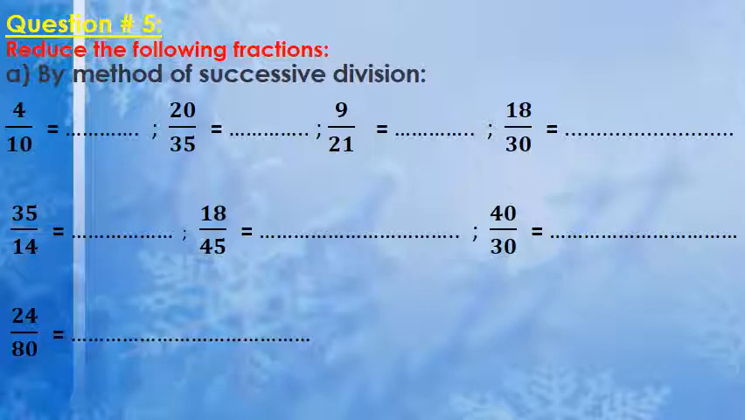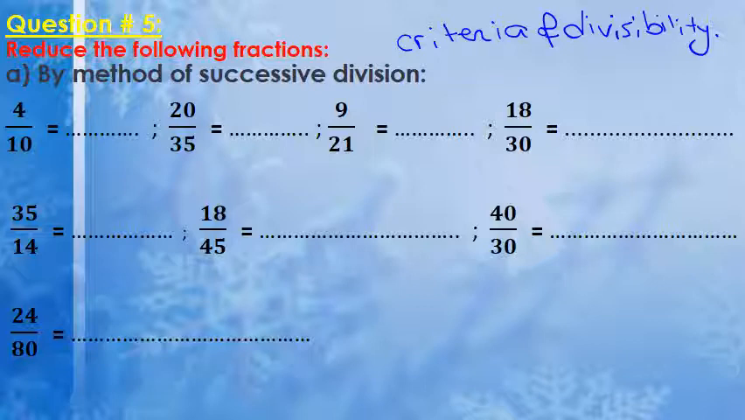Question number 5, we should reduce the following fractions first using the method of successive division. We should try to divide the fraction starting from 2. If we can divide it by 2, we divide it. If not, we go to the successive of 2, which is 3. Here, you should use criteria of divisibility because they help you very much. So, criteria of divisibility by 2, by 3, by 4, by 5, by 6, by 9, by 10.